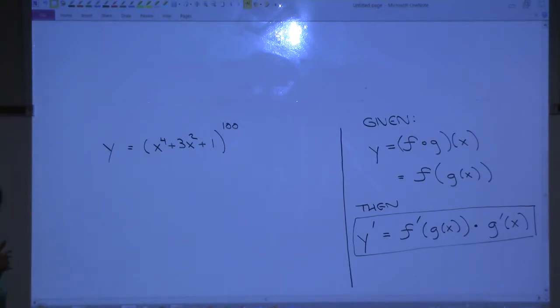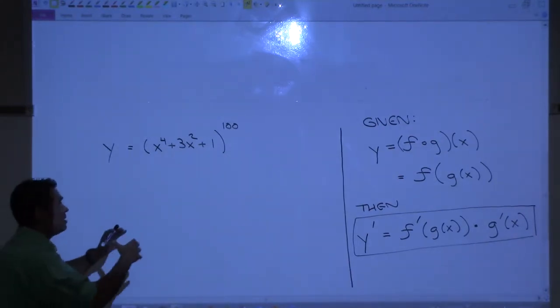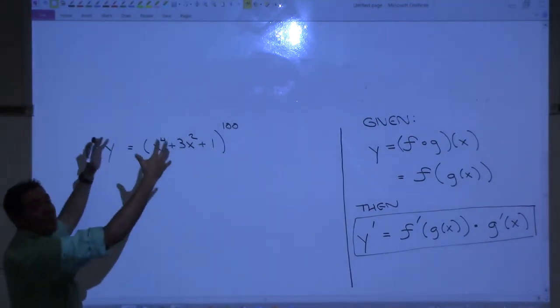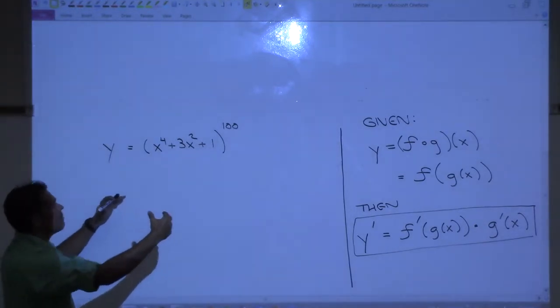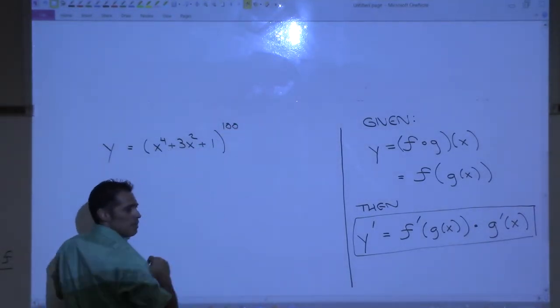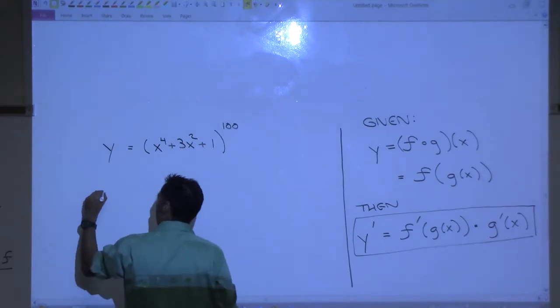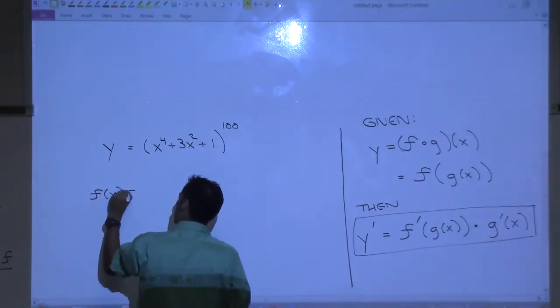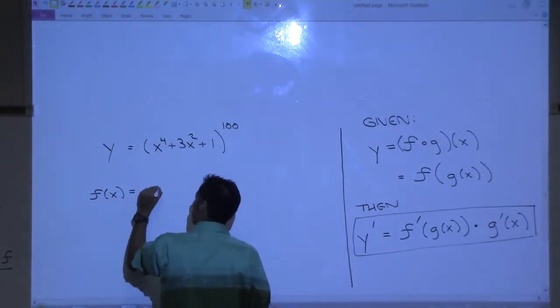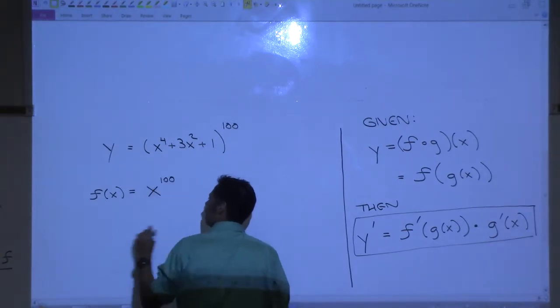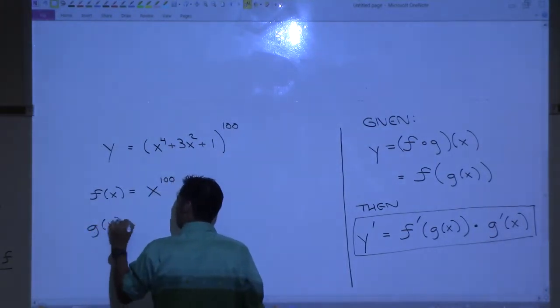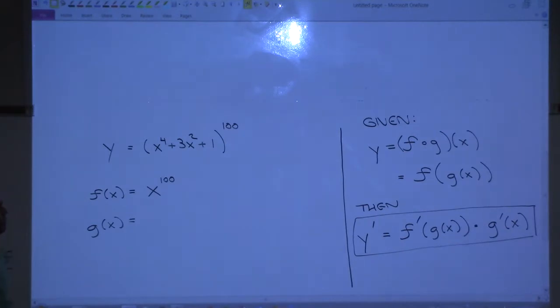But is this composition? It is. You have a function inside of a function. So what you need to now ask is, what's the outer function? So what's the last thing happening? Something is being raised to the 100th power, right? So I'm going to call that my f function. That's the something being raised to the 100th power, so that's x to the 100th power. And then what's the g function inside of that? It's the polynomial x to the 4th plus 3x squared plus 1, right?